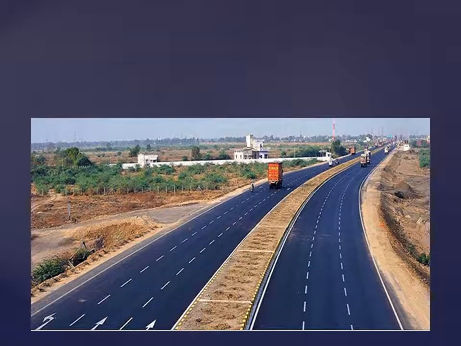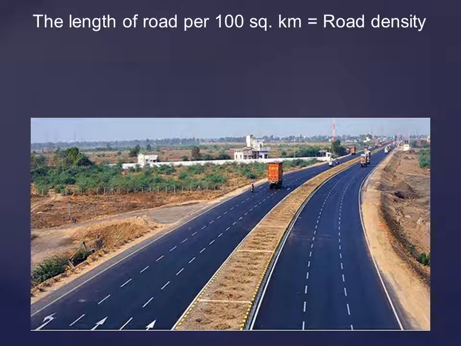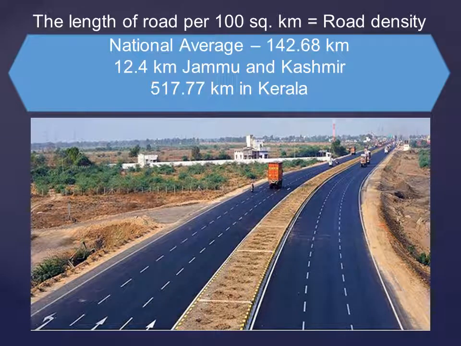The length of road per 100 square kilometers is called the road density. Our national average is only 142.68 kilometers, whereas we can see 12.4 kilometers in Jammu Kashmir and 517.77 kilometers in Kerala. But road transport in India faces a number of problems.